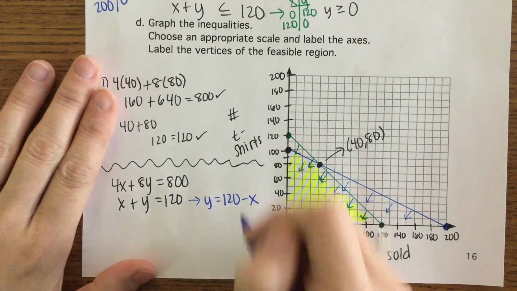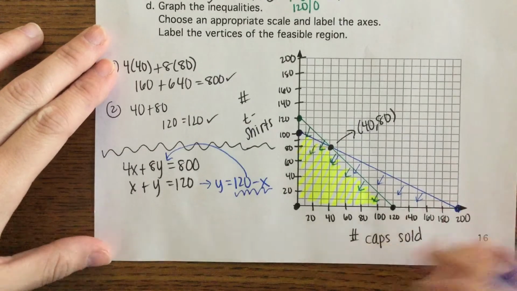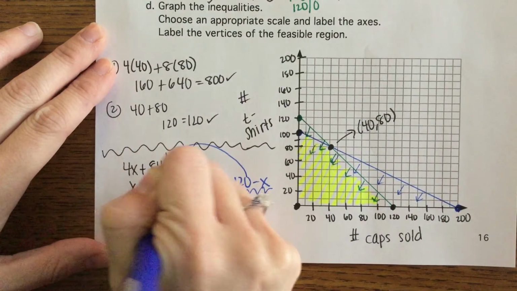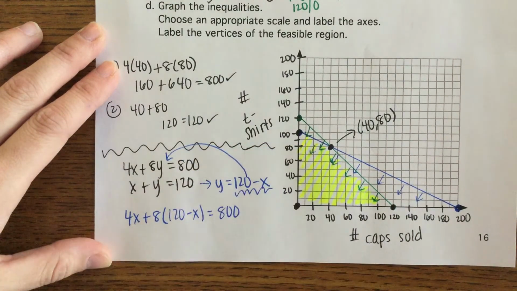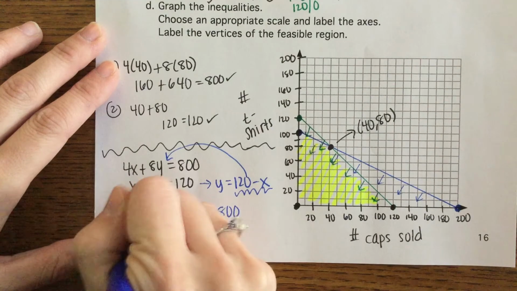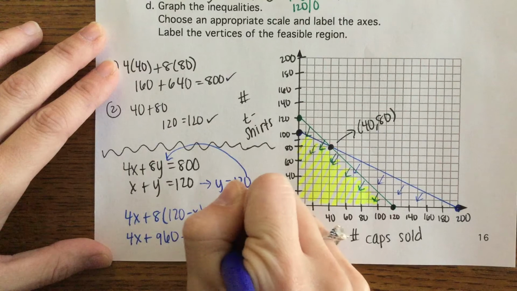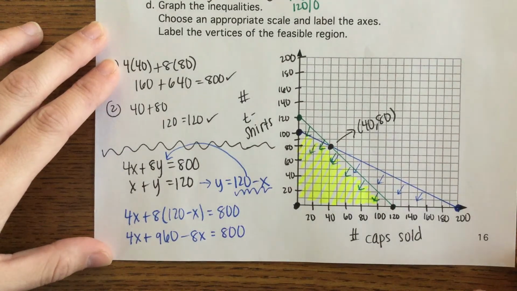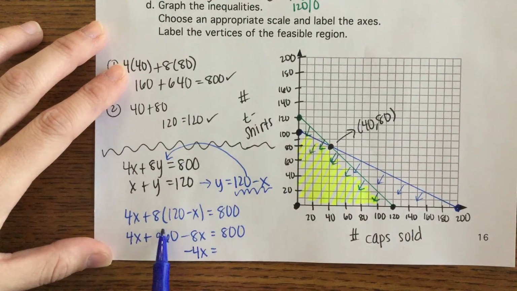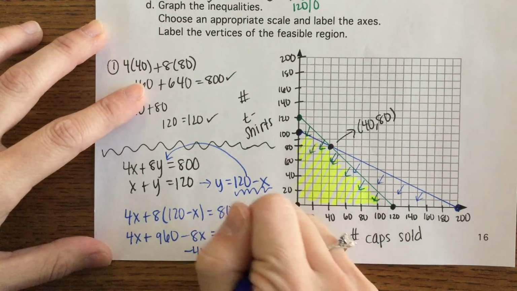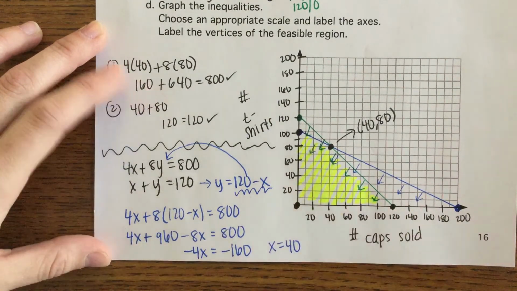Doesn't matter which one you solve for. Take notes. This goes in for y. So I get 4x plus 8 times 120 minus x equals 800. So this is 4x plus 960 minus 8x equals 800. 4x minus 8x is negative 4x. If I subtract 960, I get negative 160, which gives me x equals 40.